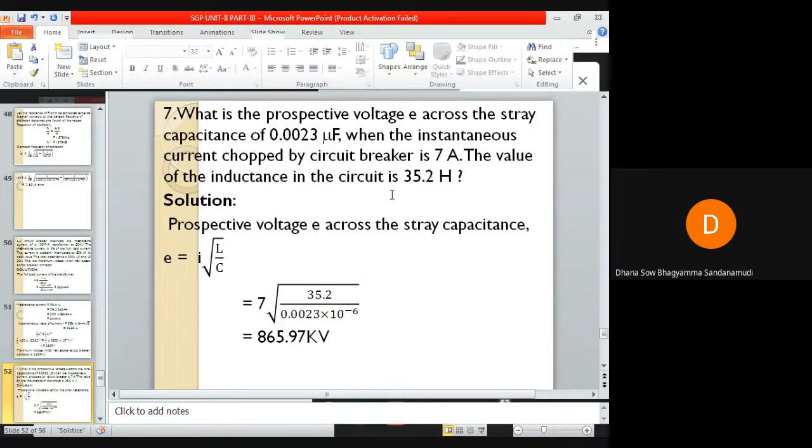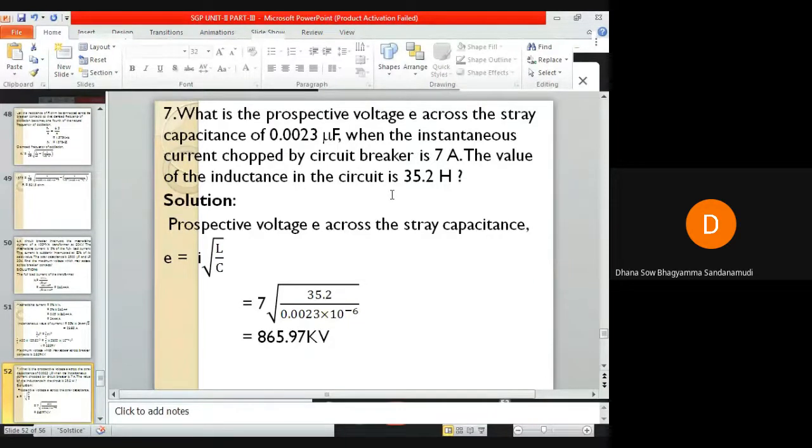So the stray capacitance value is 0.0023 microfarad. The instantaneous current chopped by the circuit breaker is 7 amperes. The inductance of the circuit is given. Each and every term is given. If you know the formula, that is more than enough.